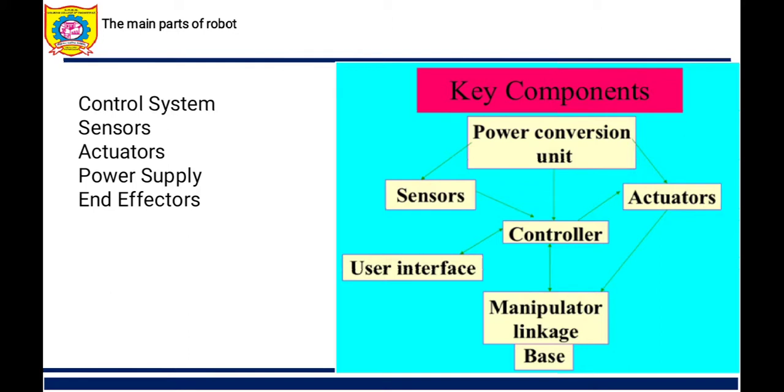The main parts of robots we will be covering in our next video. We are going to see them in detail, but here you can see a robot is made up mainly of control systems, sensors, and actuators. This slide we will cover in detail in our next video. Here we have finished with the introduction to robots and robotics. In our next video we will learn about the parts or the architecture of a robot. Thank you.